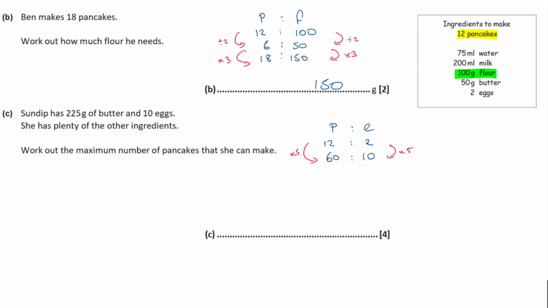So for the butter, 12 pancakes requires 50 grams of butter, and we've got 225 grams. Again, it might be helpful to go by a stepping stone, because 50 doesn't go directly into 225. But if I halve it first to get 25, then I can easily scale it up to 225 after that. So dividing 50 by 2 will tell me how many pancakes I can make with 25 grams of butter.